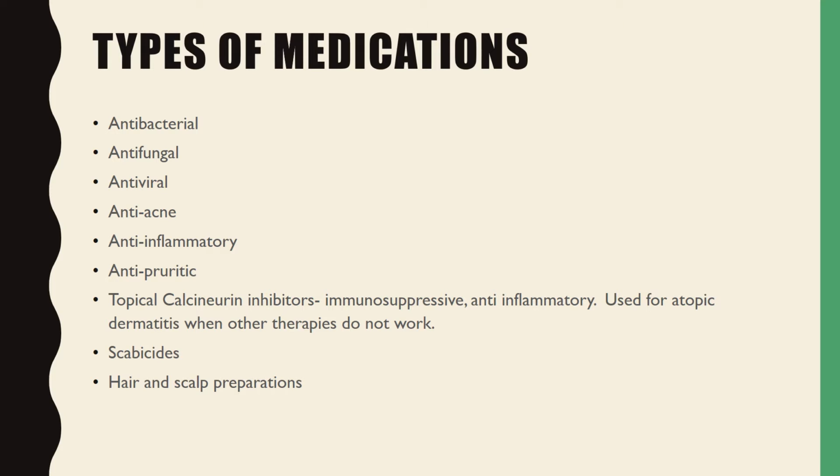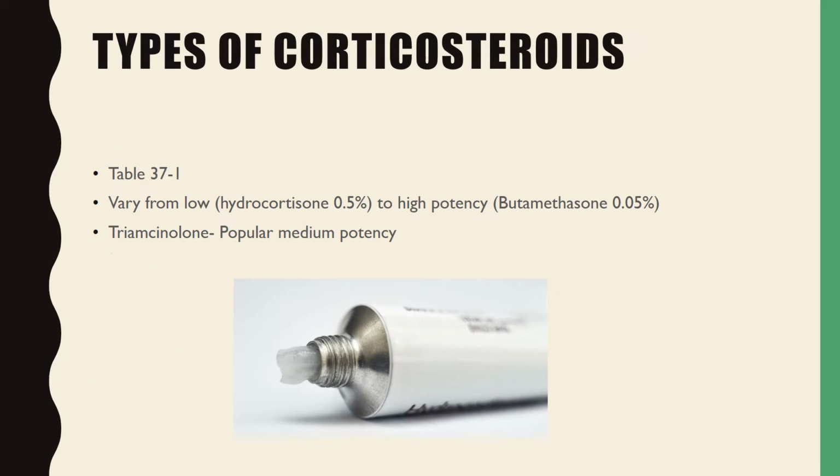So there's lots of different types of medications, and we're going to talk about these when we talk about the different diseases, but they're antibacterial, antifungal, antiviral, anti-acne, anti-inflammatory, antipyretic, topical calcineurin inhibitors. These are immunosuppressive and anti-inflammatory. It's used for atopic dermatitis when other therapies don't work. There's scabicides and then hair and scalp preparation.